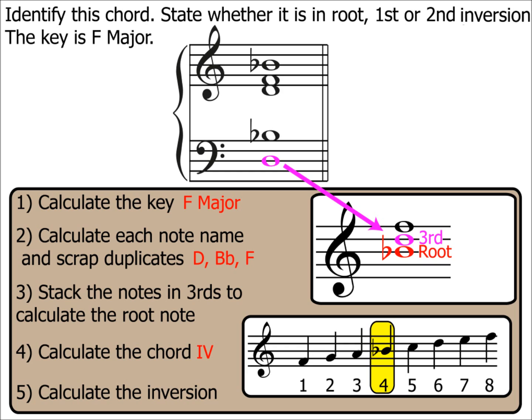Therefore, with the third of the chord in the bass, we can say that it is in first inversion. First inversion is represented by the letter B. Make a note of this. So, as we followed all of the steps, we've now calculated this chord and its inversion, and we can give our answer. This is chord 4B from F major.